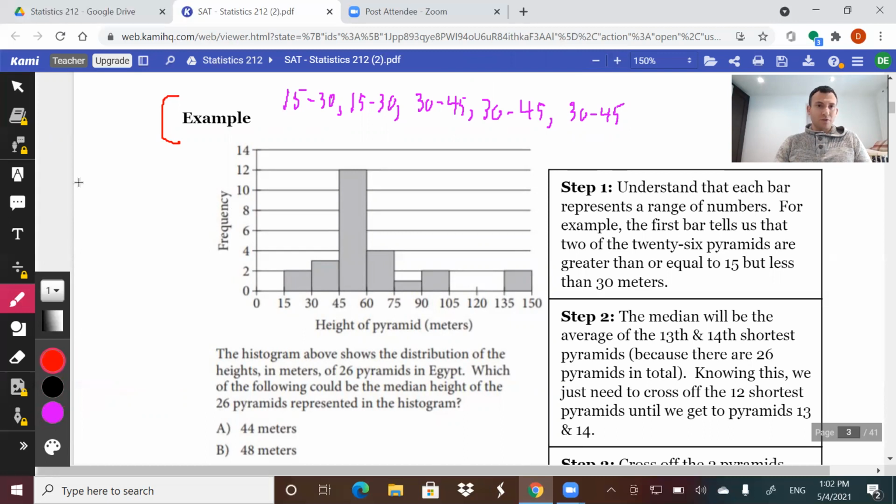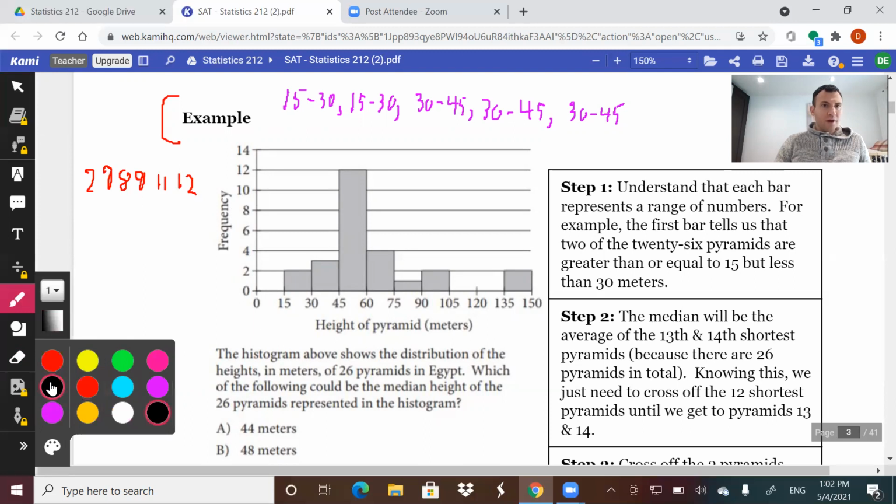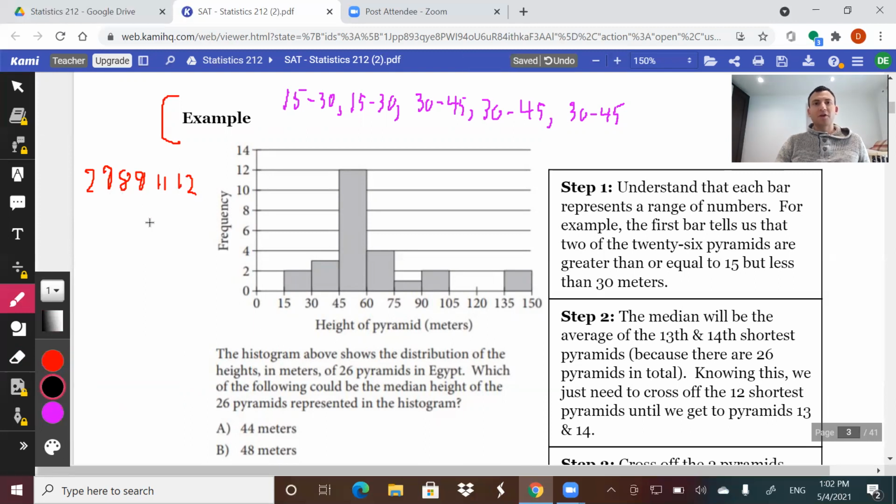I mean, you can think about it this way. If I had like 2, 7, 8, 9, 11, 12. Well, if we have 1, 2, 3, 4, 5, 6 numbers, what would we do? We'd cross off the first two, and then we would take the third and the fourth. And the average of those, 8.5, would be our median. That's if you have an even number of numbers in the data set.